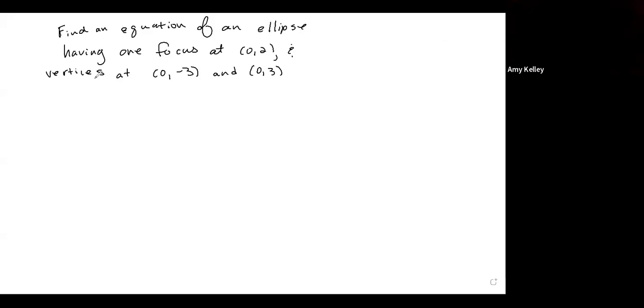Okay, so we need to find an equation of an ellipse having one focus at (0, 2), and vertices at (0, -3) and (0, 3). I find the best thing to do if you're just given some coordinate points to start, it's best to just go ahead and plot those coordinates and see what you can determine by looking at those points you've plotted.